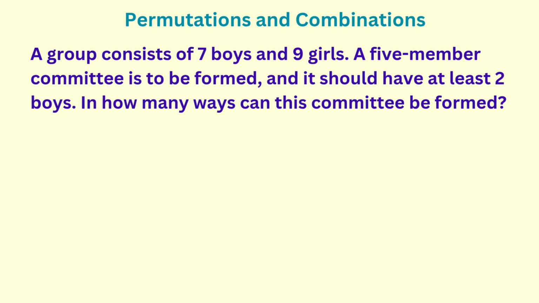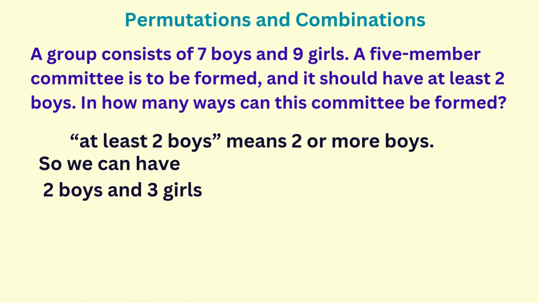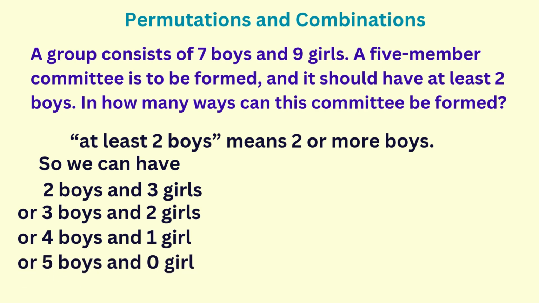Let's start by understanding what at least 2 boys really means. It means the committee must have 2 or more boys. So let's consider all valid combinations of boys and girls that add up to 5 members. So we can have 2 boys and 3 girls, or 3 boys and 2 girls, or 4 boys and 1 girl, or 5 boys and 0 girls. We'll calculate the number of ways to choose each combination, and then we'll add them all up.